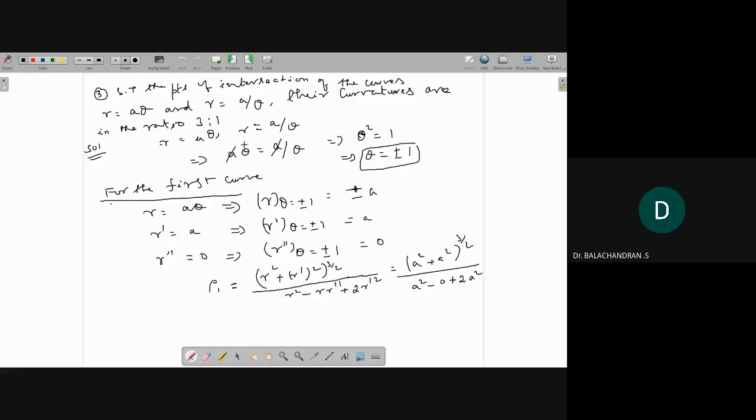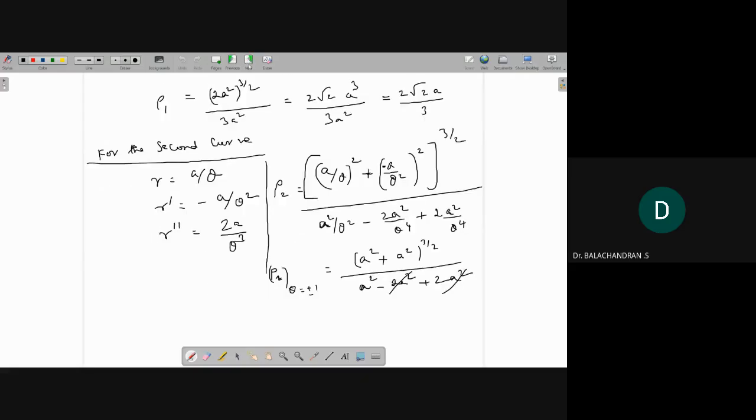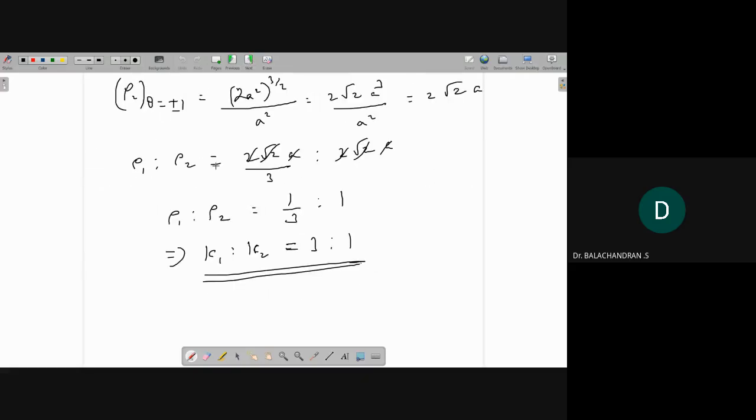From this, we know that a theta equal to a by theta because the left hand side is the same. Then you can equate the right hand side. So a gets cancelled, theta square equal to 1, so theta equal to plus or minus 1. So this is the intersection point. You should find rho 1 at theta equal to plus or minus 1, similarly rho 2 at theta equal to plus or minus 1. So I got rho 1 and rho 2, and that is 1 by 3 is to 1. The reciprocal is the curvature, that is 3 is to 1. So this is the idea.